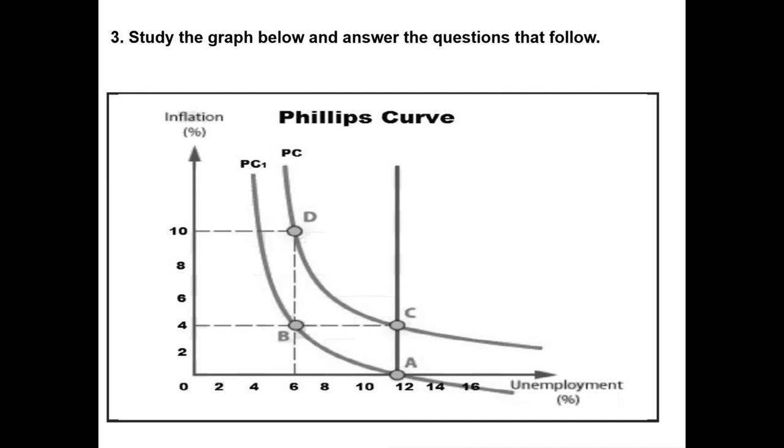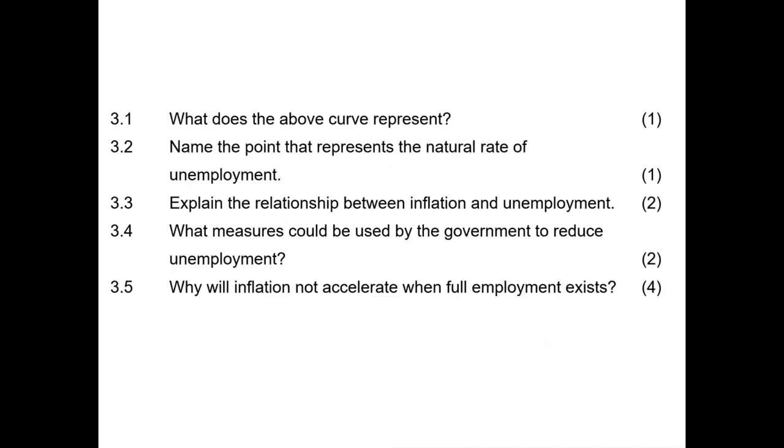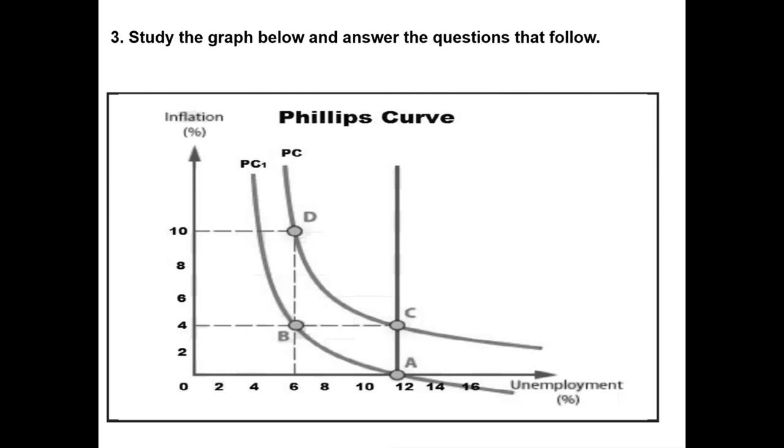Let's move on to question 3.3. Explain the relationship between inflation and unemployment. So, what is happening on this graph? What is the Phillips curve? What does it show us? So, if unemployment is high, what happens to inflation? If unemployment decreases, what happens to inflation? So, basically explain, because I see a lot of, if I look at my own learners, and in general, let's see what Buren High School, we have an answer here from Buren High School.